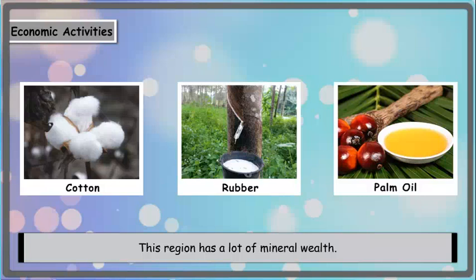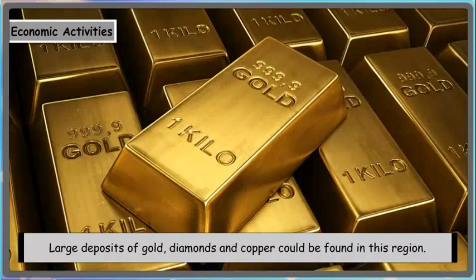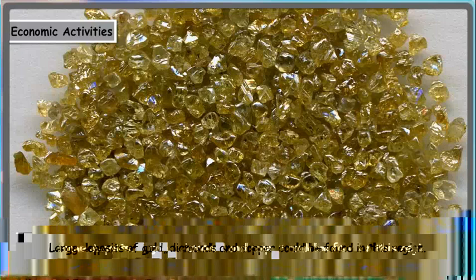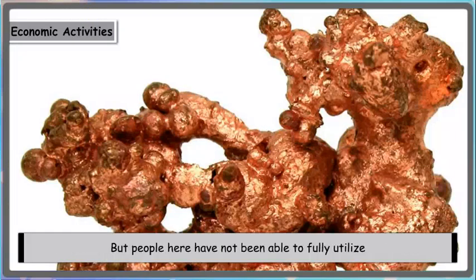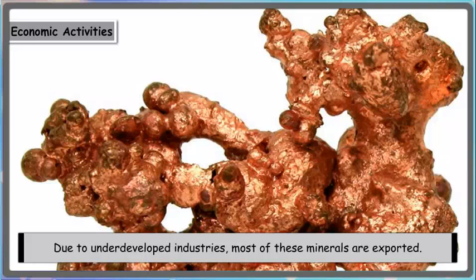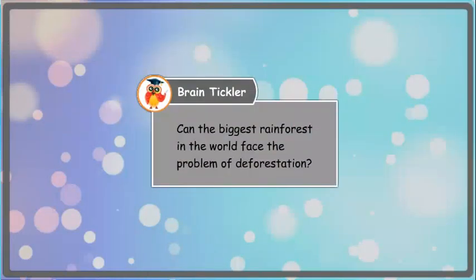This region has a lot of mineral wealth. Large deposits of gold, diamonds, and copper could be found in this region. But people here have not been able to fully utilize these resources for development. Due to underdeveloped industries, most of these minerals are exported. Brain tickler. Can the biggest rainforest in the world face the problem of deforestation?